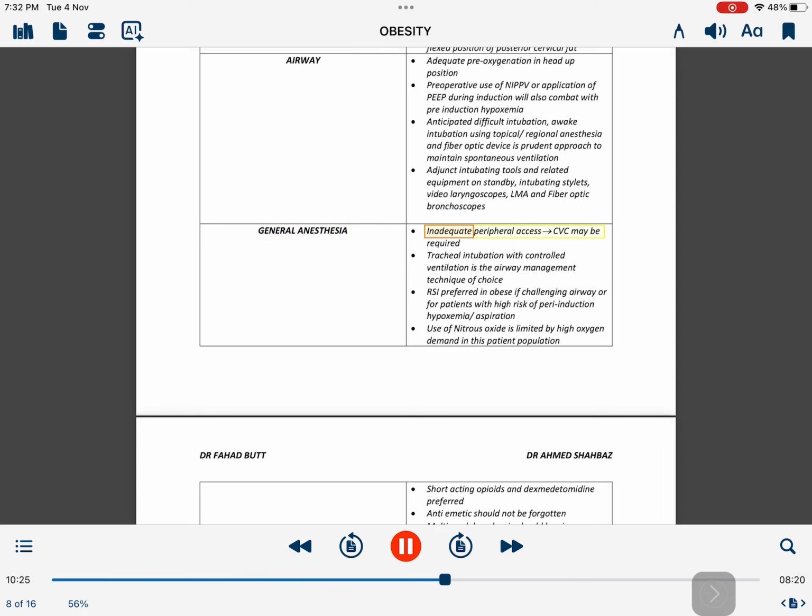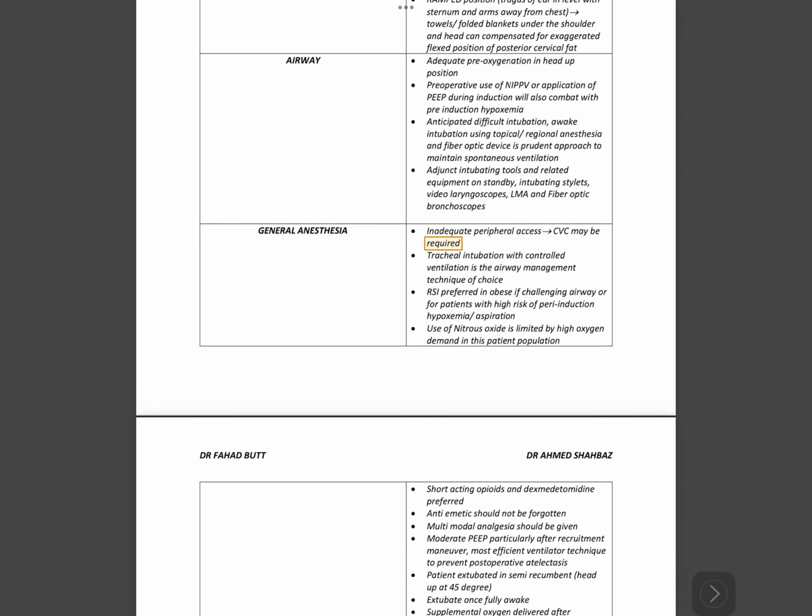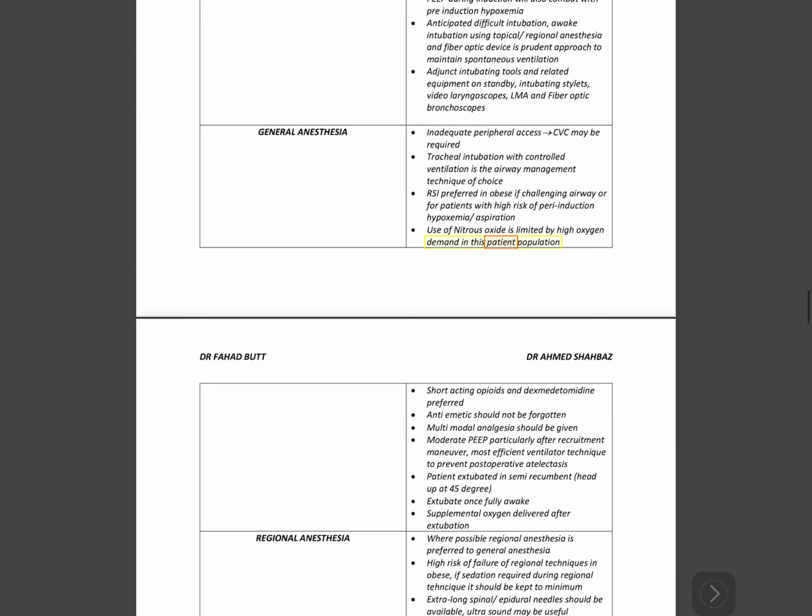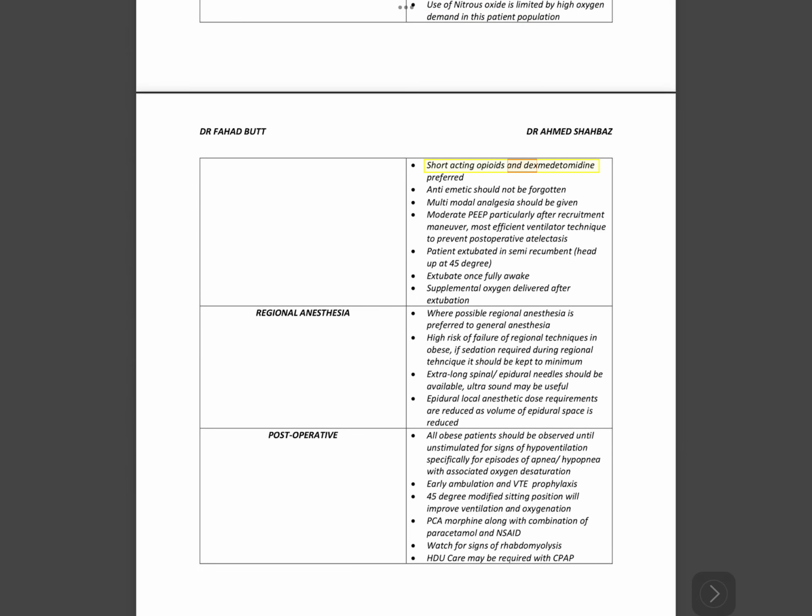General anesthesia: inadequate peripheral access, CVC may be required. Tracheal intubation with controlled ventilation is the airway management technique of choice. RSI is preferred in obese patients if challenging airway or for patients with high risk of induction hypoxemia or aspiration. Use of nitrous oxide is limited by high oxygen demand in this patient population. Short-acting opioids and dexmedetomidine are preferred. Antiemetic should not be forgotten. Multimodal analgesia should be given. Moderate PEEP, particularly after a recruitment maneuver, is the most efficient ventilator technique to prevent postoperative atelectasis.